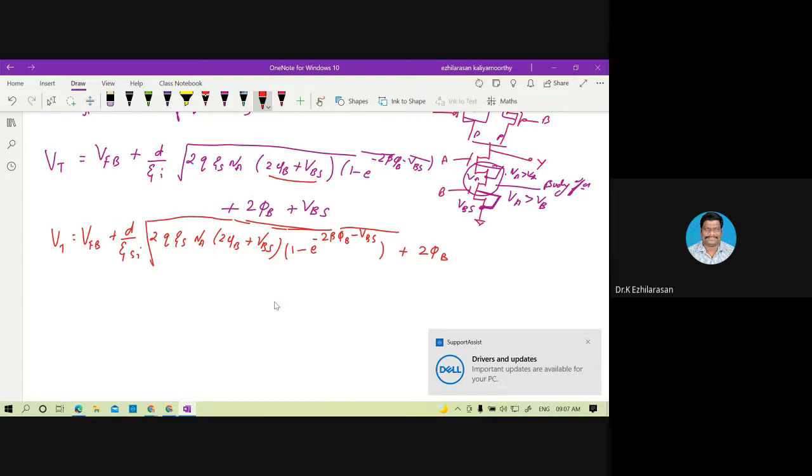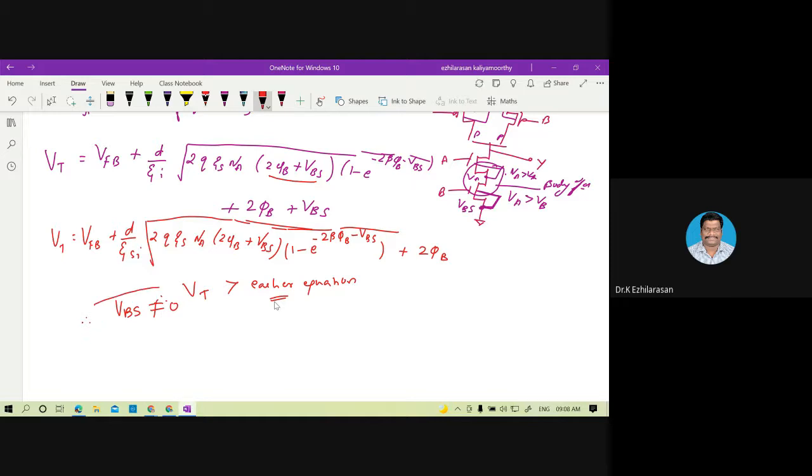Now this threshold voltage will be greater than what we got in the earlier equation, in the previous class, because this will increase the threshold voltage when the bulk bias voltage VBS is non-zero. That is the body effect. This is the simple condition: VBS should not be equal to zero, then the effect will happen. The name of that effect is the body effect.